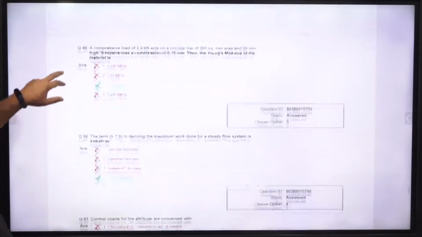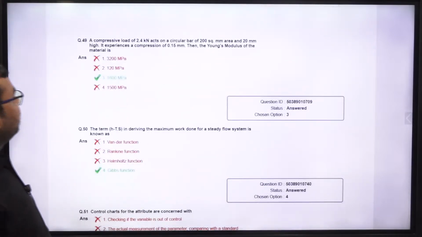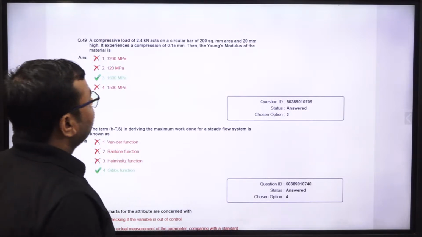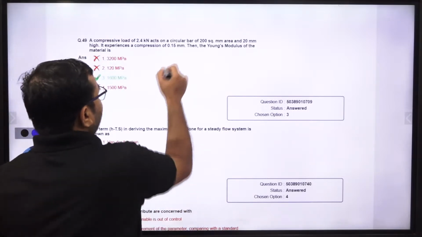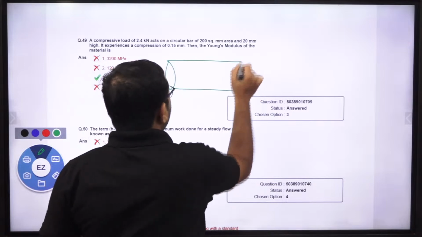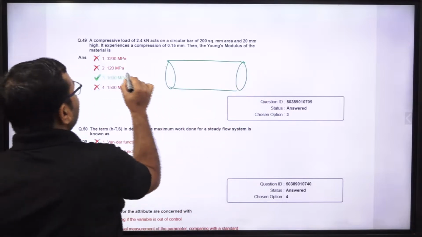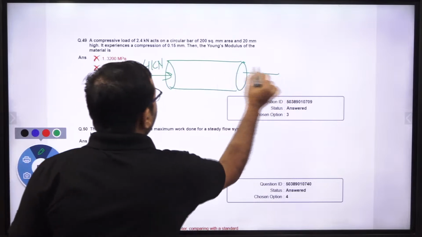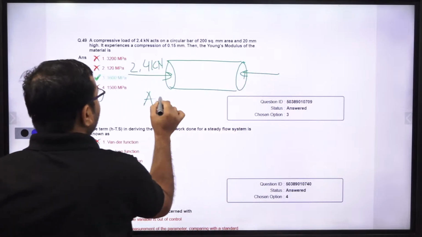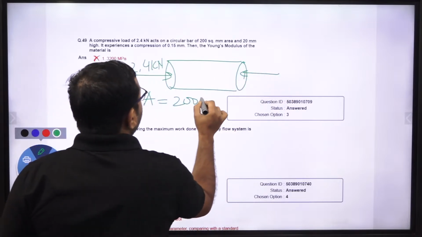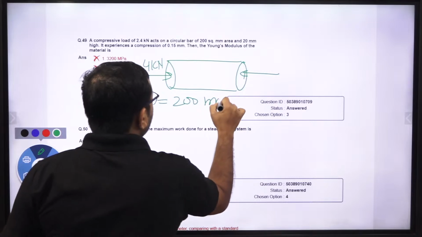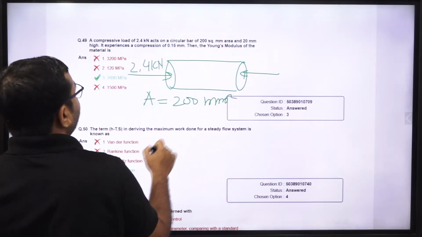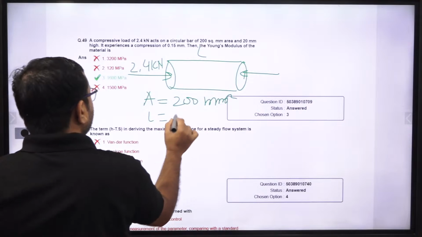Okay, so let's see another question. A compressive load of 2.4 kilonewton acts on a circular bar of 200 square millimeter cross section area. So let's say you have a circular bar like this and it is subjected to a 2.4 kilonewton compressive load like this, and its area of cross section is given, that is 200 square millimeter, and the length is given as 20 mm.